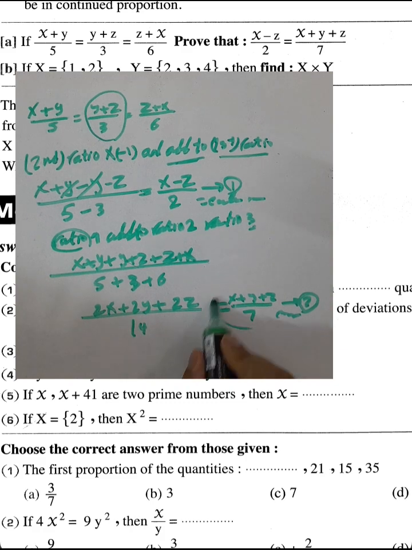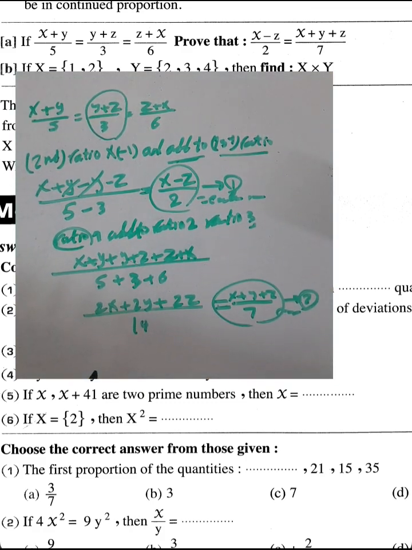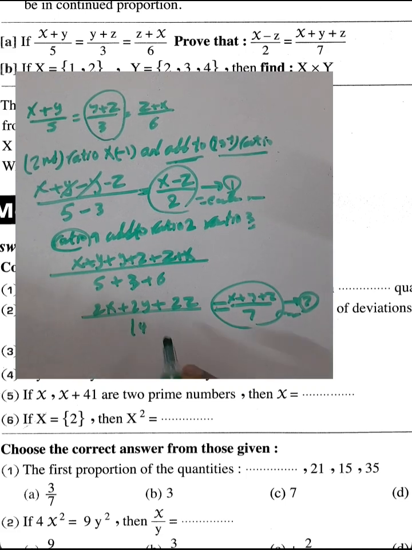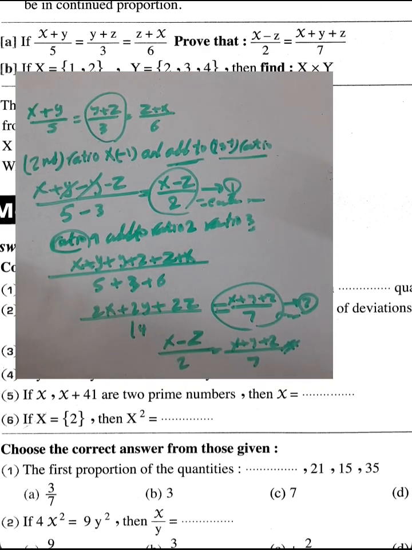Then from the left hand side and right hand side, relation 1 and relation 2, it will be equality, by the properties of proportion. Then x minus z over 2 equals x plus y plus z over 7. Okay, next example.